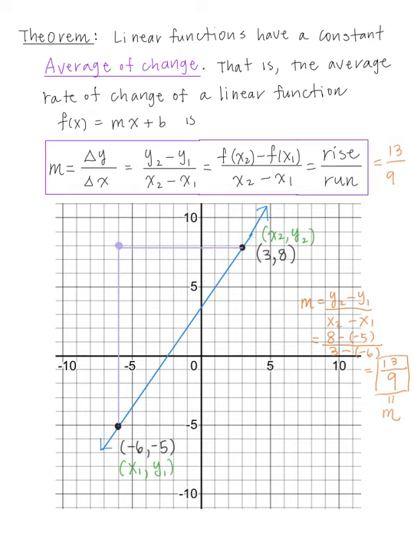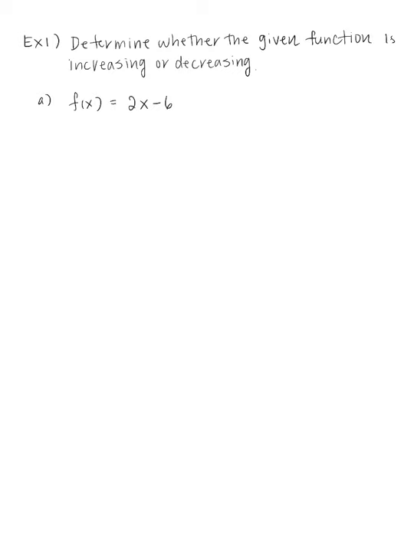All right, let's do some examples. Example 1, determine whether the given function is increasing or decreasing. Part A, let f of x equal 2x minus 6. Now, remember the argument that we made earlier: if the slope is positive, that means your graph is rising. So this is exactly of the form mx plus b, where the y-intercept is going to be -6, by the way. But anyway, in this case, yes, our graph is increasing. So that's going to be our answer.